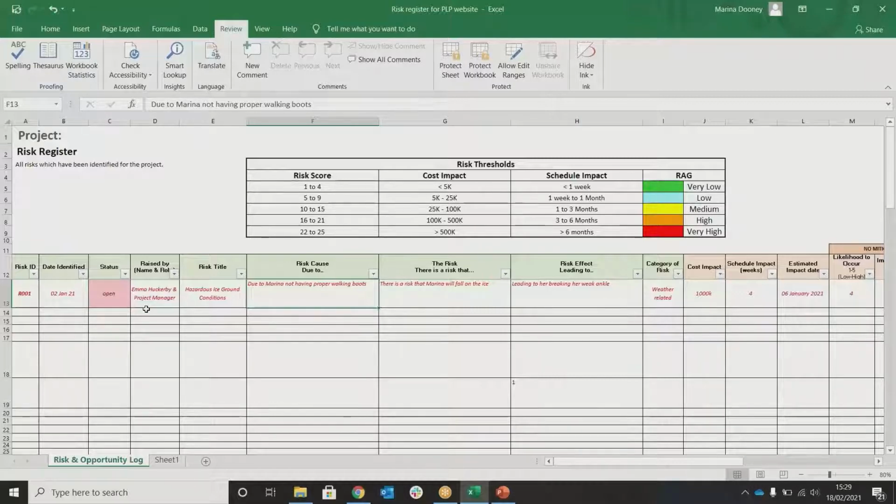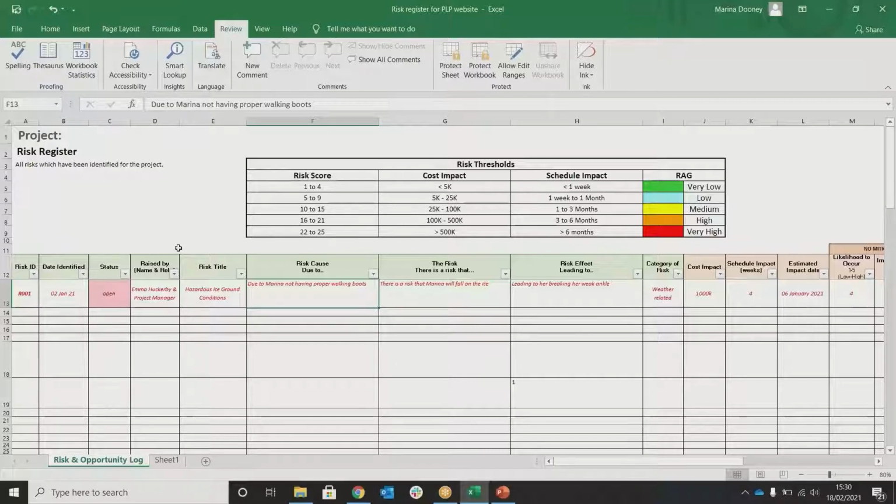Some people would look at that and go, well, we can't do anything about the weather. How would we help that risk? Well, if you read it, it's not the weather, it's Marina not having proper shoes or boots. So breaking it down in that sense makes it easier for you to understand what the problem is, for you then to make a plan for that problem not to be as bad as it will be when it does hit, or if it hits.